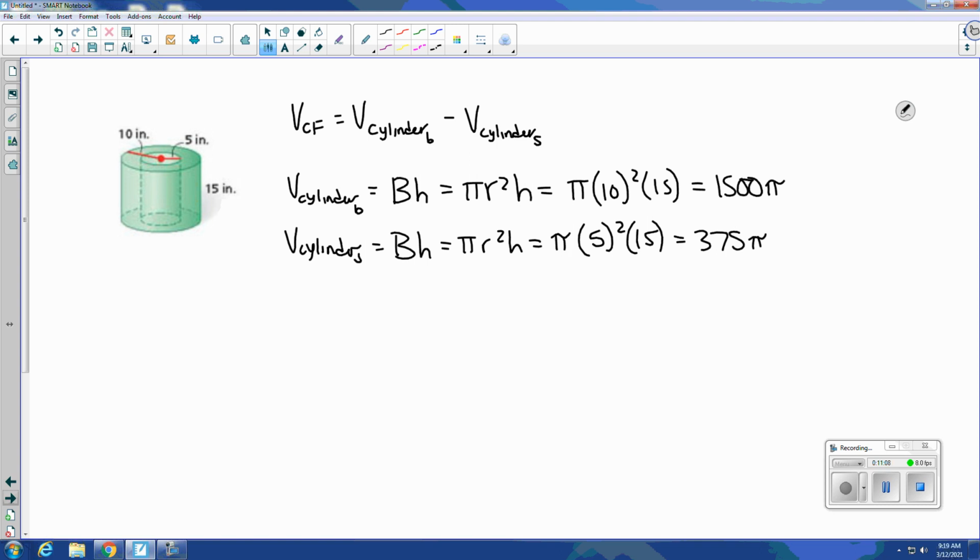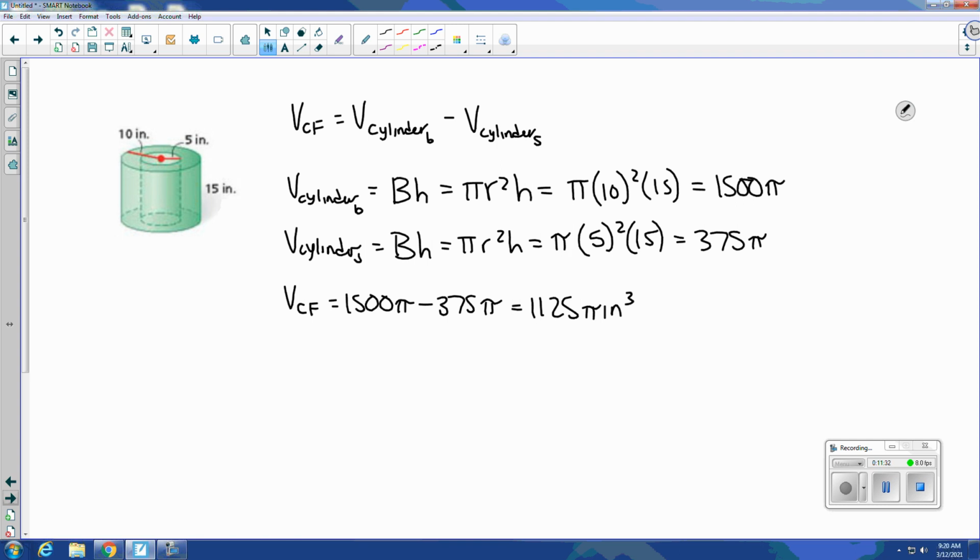So in total here, the volume of the composite figure is going to be 1500 pi minus 375 pi. Now, if we want to leave our answer in terms of pi, we can now actually combine these because they're both in terms of pi. So we're going to do 1500 minus 375 for a total of 1125 pi. And then what's our unit?